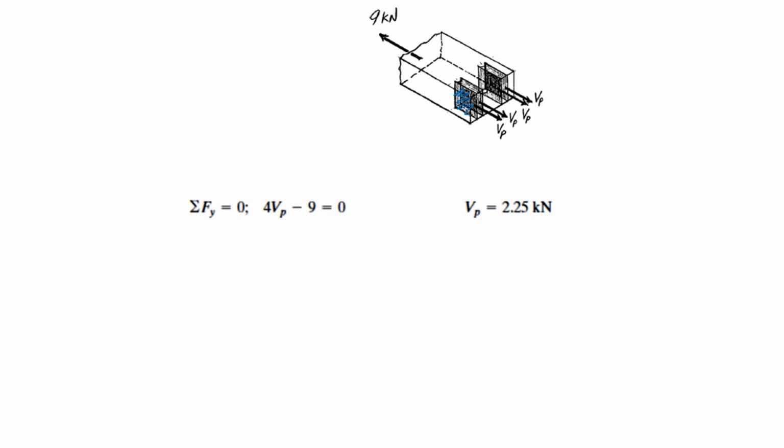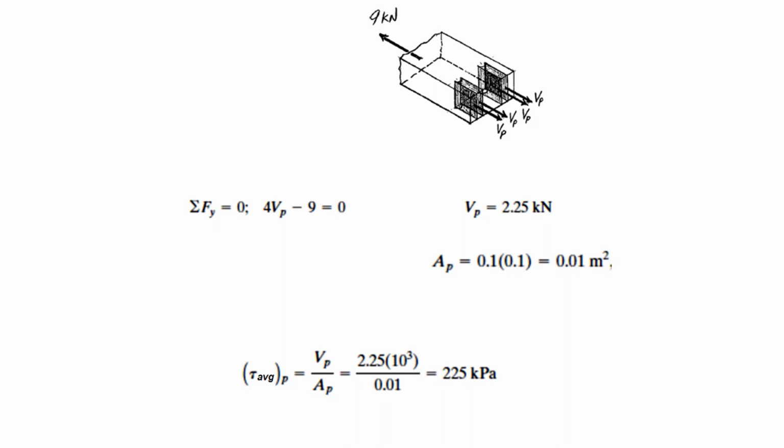Next, the critical sections are the sections in the plate. Again, here we have 2 bolts and 4 sections. For each plate, if you call the shear force V_p, then we have the equilibrium: 4 times V_p minus 9 kilonewtons equals 0. Then each of these sections should carry a load of 2.25 kilonewtons.